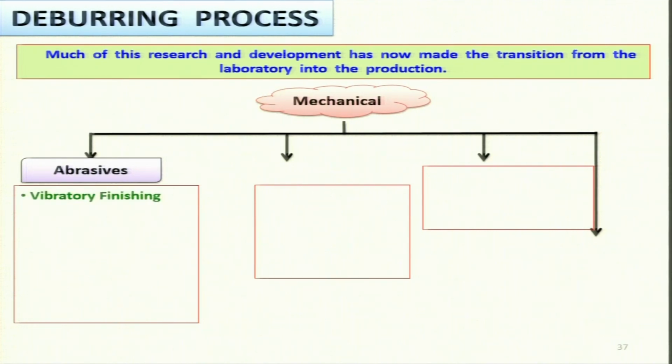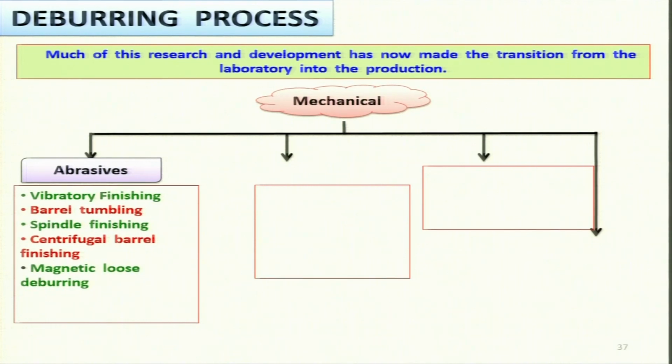remove the burrs by vibratory finishing, barrel tumbling, spindle finishing, centrifugal barrel finishing, magnetic luge deburring, reciprocal finishing. I am not going to go into the details of these methods, because my basic concern in this lecture is electrochemical deburring. Hence, I am just telling you various techniques which are used for deburring purposes, and flow finishing.